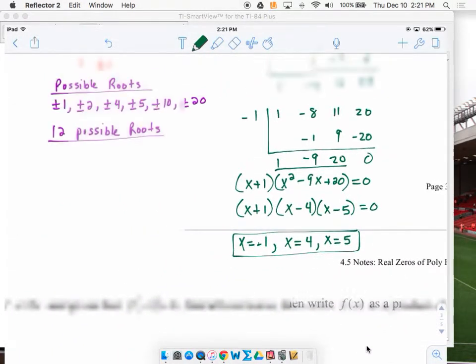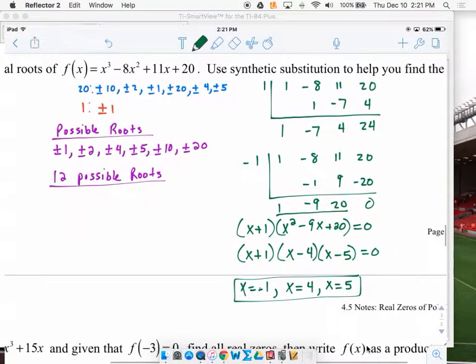All right, so these are all 3 different ways that you can figure out your roots to your equation. So either just kind of just guess and check, calculator, or synthetic substitution.